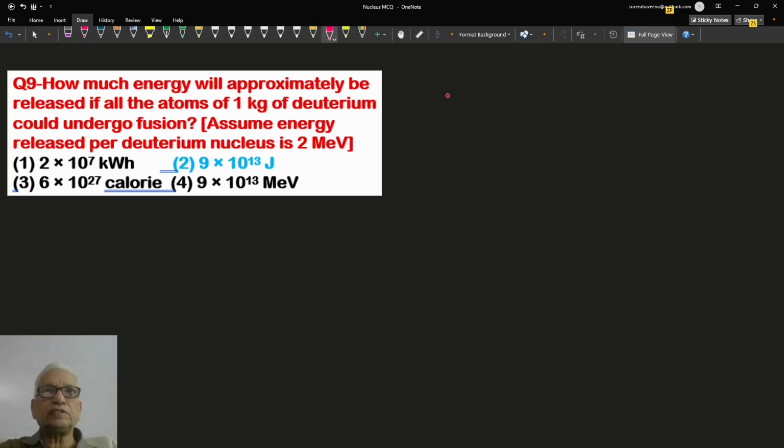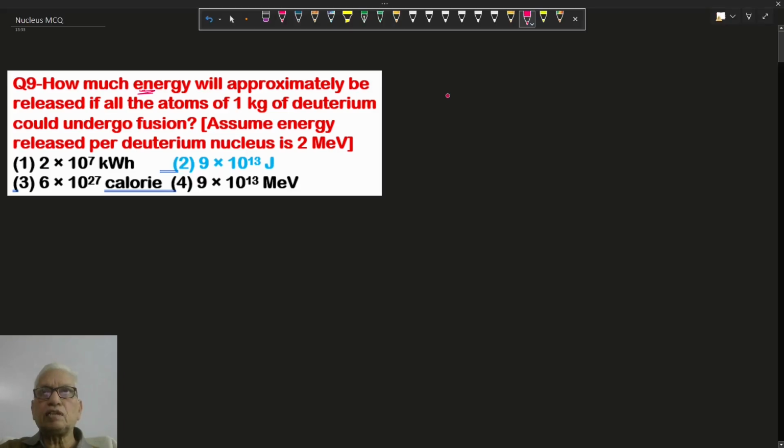Hello. In this question, how much energy is approximately released if all the atoms of 1 kg of deuterium could undergo fusion reaction? So here the energy released per deuterium nucleus is 2 billion electron volt. So we have to find out the total energy released.